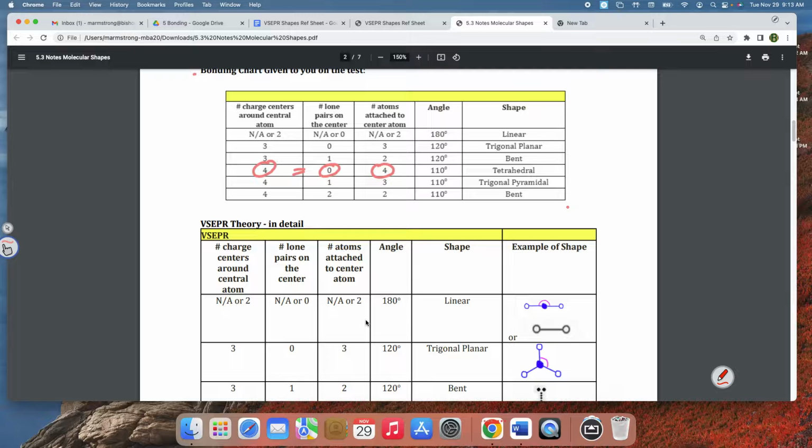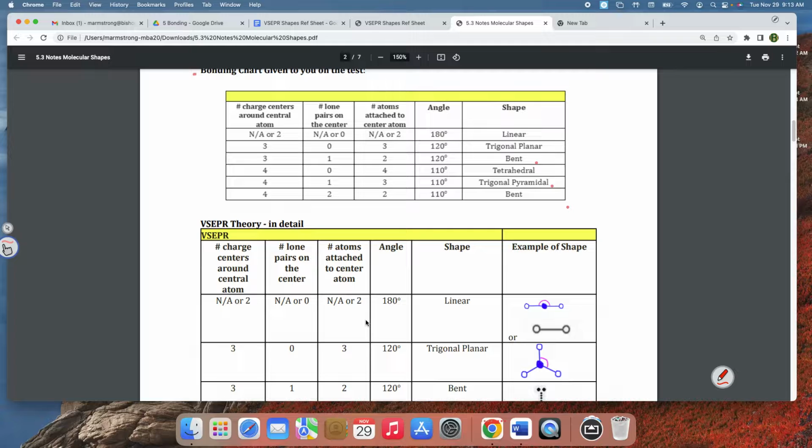4 of them are atoms. The angle really varies from 105 to 110. I like to just call it 110 to keep it simple. And it's called tetrahedral. A little tip here: 4 things, 4 atoms attached to the center. Remember, the prefix tetra means 4.